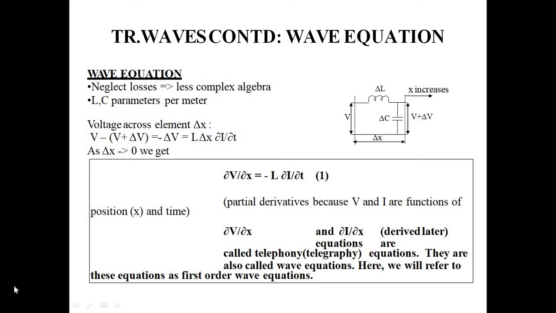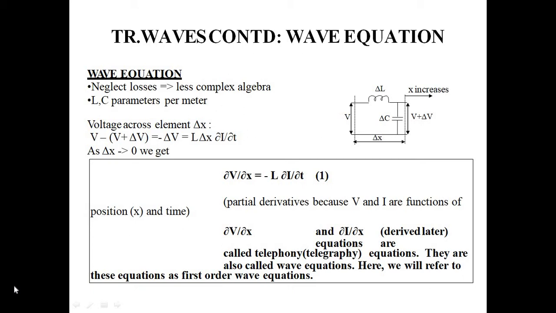Then V plus del V means change in voltage, normal voltage to change in voltage. Voltage across the element del x is V minus V plus del V, supply voltage minus change in voltage, is equal to L del x dou I by dou t. As del x tends to 0, we get dou I by dou x is equal to minus L dou I by dou t. That means change in magnitude.